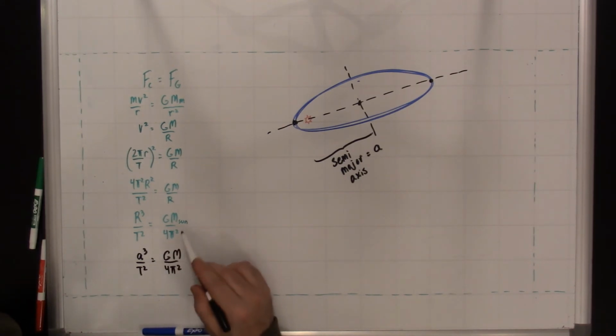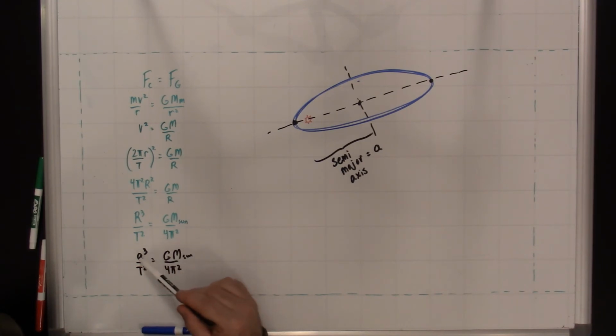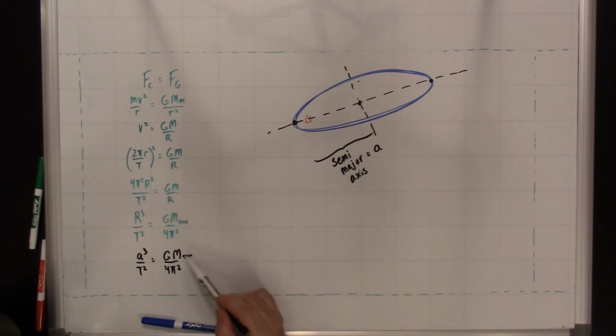And if we're talking about the solar system, this M would be the sun. This is true for, let's say, the objects orbiting the Earth. The a cubed over T squared ratio is the same for all of them. It would be different than for the planets because the mass of the central body is different. So semi-major axis, that's that.